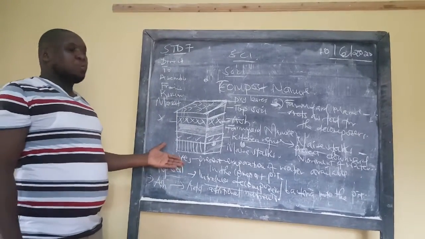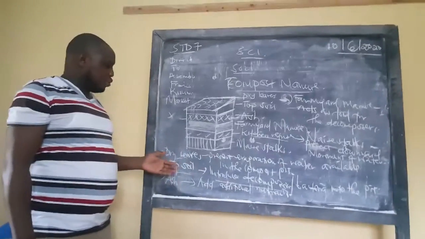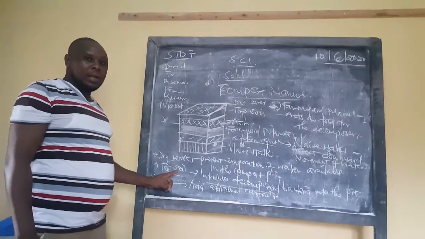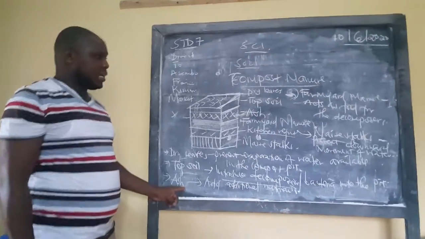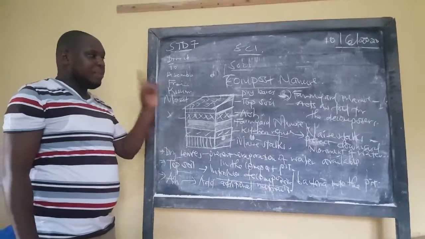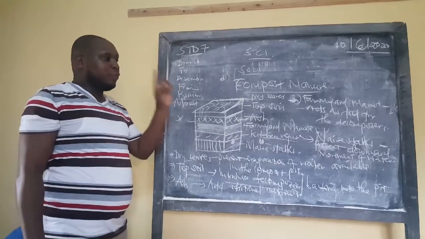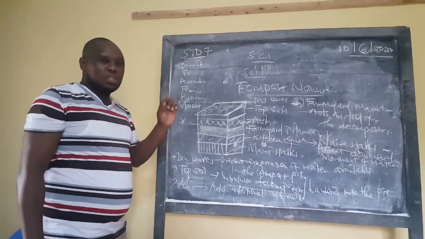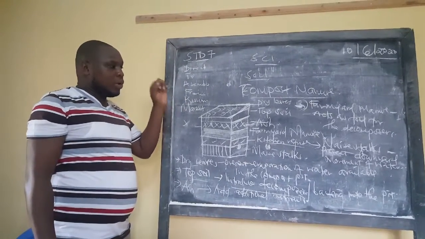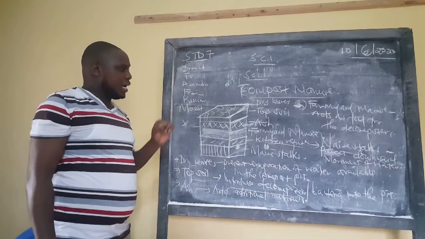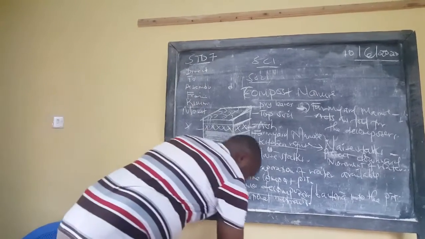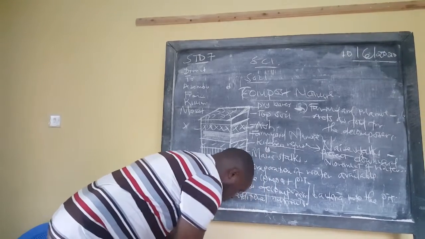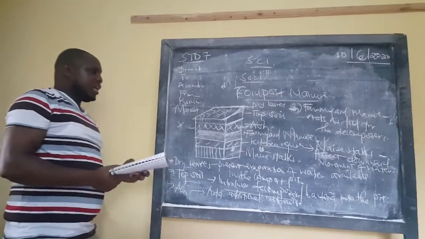Dry leaves, we have said, to prevent the evaporation of the available moisture. Topsoil, we are bringing in decomposers. Ash, we are adding additional nutrients. Then we have farmyard manure, which just acts as food for the decomposers. Then maize stalks, which prevents downward movement of available water in the heap. So those are some of the things that we do. Other things that we may do that make decomposition very fast in this heap.